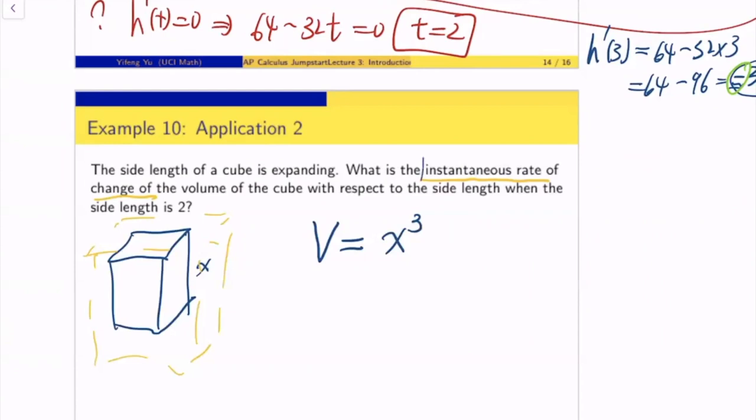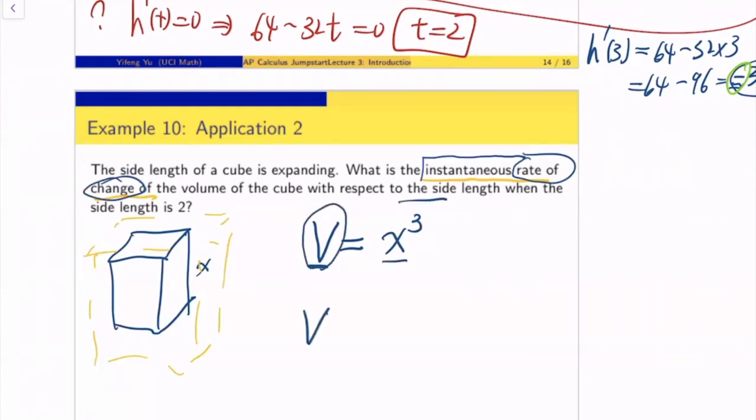This represents another important meaning of the derivative in physics: the rate of change. Speed, or say velocity, is a special rate of change. That's the rate of change of distance. That gives you the velocity, which, if you ignore the sign, we call speed. But in general, we can also talk about other instantaneous rates of change. So here we have to look at the volume with respect to side length.